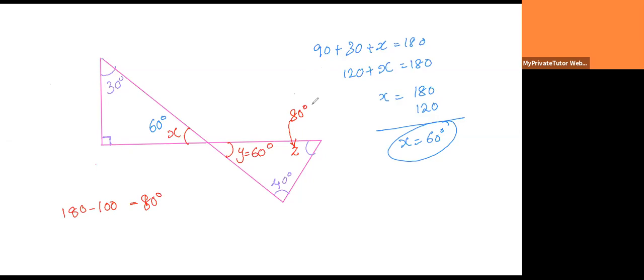Okay. Would you like to try one more question, or we'll go to the quadrilaterals? What do you think? Shall we try one more?